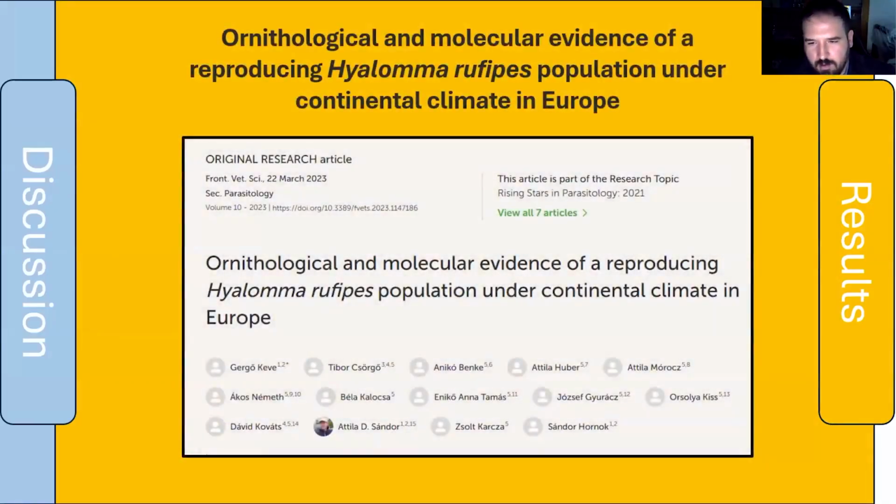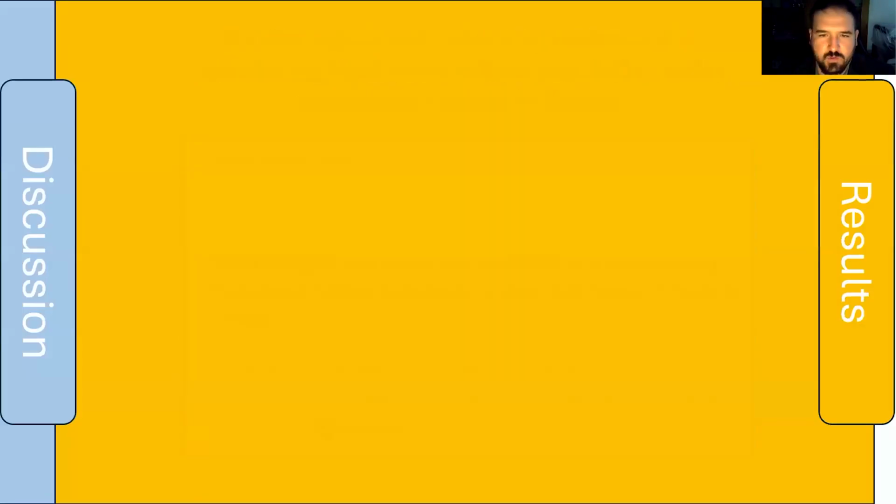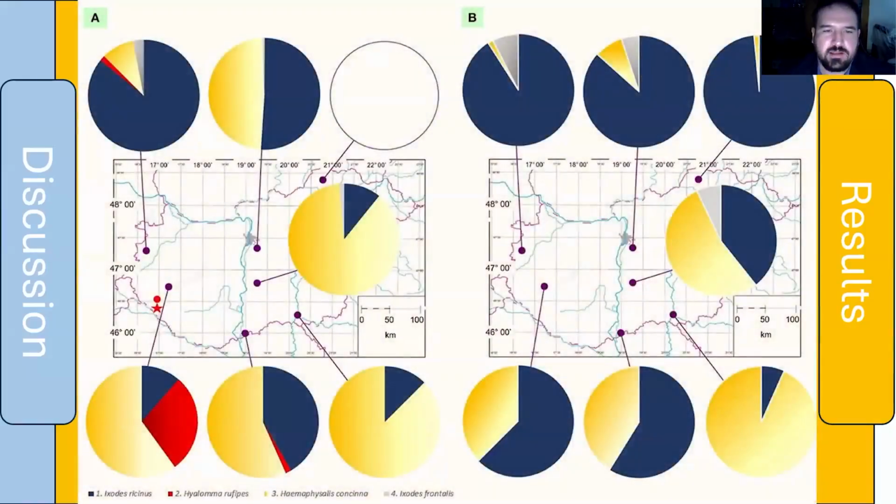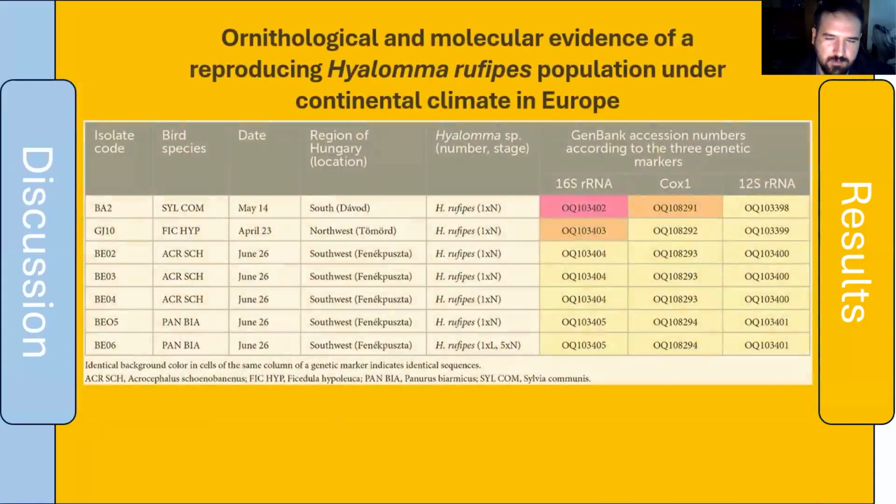The other results that I wanted to speak about concentrate on the spatial distribution of ticks in Hungary, which was conducted in 2022. At 7 different locations in Hungary, we collected ticks from birds continuously from March to November. During this, we found something much more interesting than just Haemaphysalis concinna and Ixodes ricinus, and that is Hyalomma rufipes. Actually, Hyalomma rufipes is not uncommon on birds in Europe. It was found even in Norway and Finland on migrant birds.